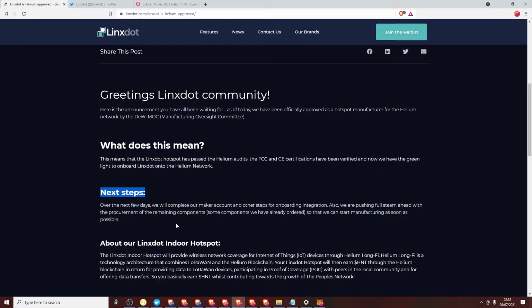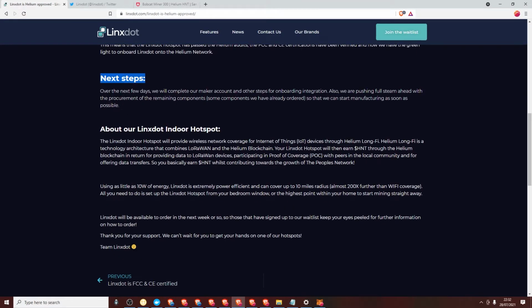So the next steps, over the next few days we will complete our maker account and other steps for onboarding integration. Also, we are pushing full steam ahead with the procurement of the remaining components. Some components we have already ordered so that we can start manufacturing as soon as possible.